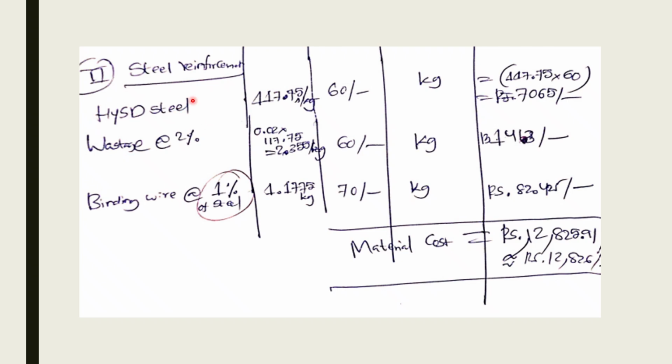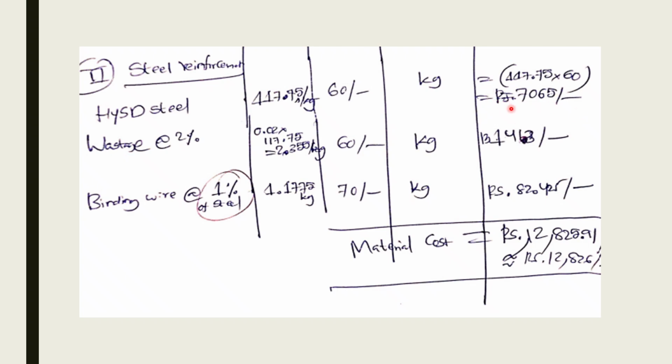the quantity rate analysis for HYSD steel. How much do we get? 117.75 kgs quantity of steel we get, and what is the price of 1 kg steel? 60 rupees. Multiply 60 with 117.75, we get 7065 rupees.